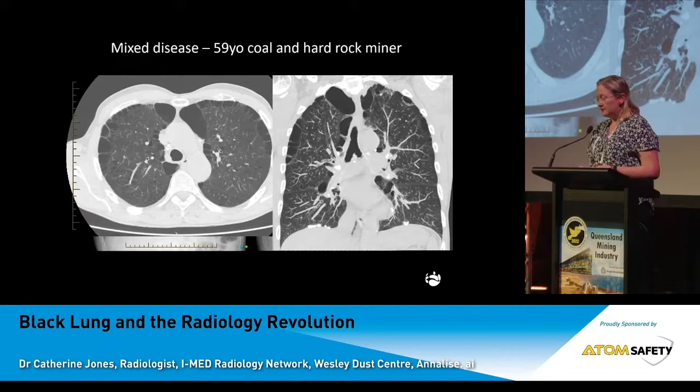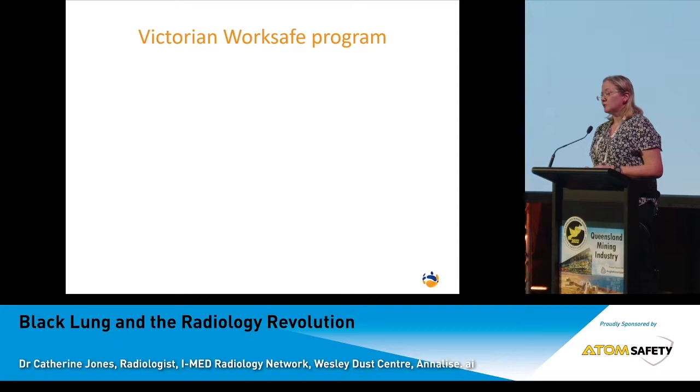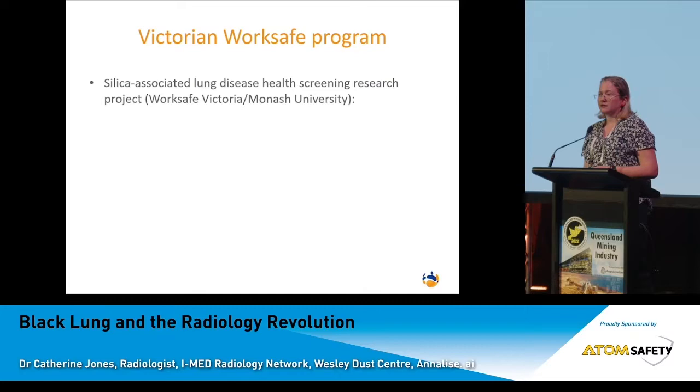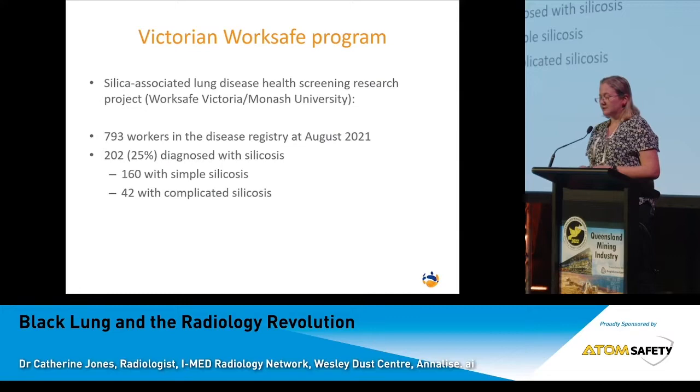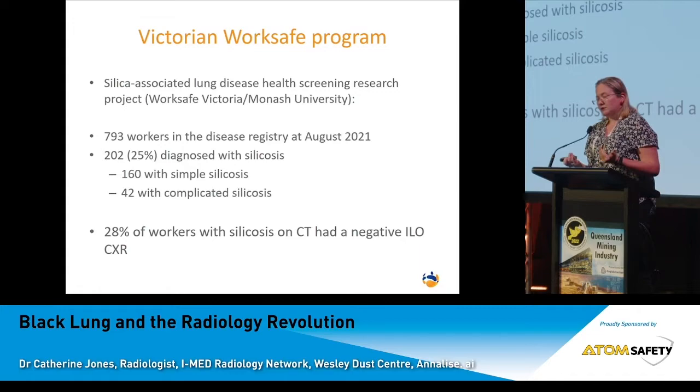The other states of Australia have taken a similar approach, although I must say Australia as a whole leading the world and Queensland leading the rest of the country. So in Victoria, they've done a big silica-associated registry. They've got over 800 workers the last time I checked their registry, and 25% of them were diagnosed with silicosis, including quite a number of people with this complicated silicosis, that horrible disease pulling the lungs into scarring. Interestingly, again, 28% of people who had a CT scan that showed silicosis had had an X-ray that showed nothing. Again, demonstrating that in these high-risk people, we need to be identifying them with CT more and more compared to looking at them with X-ray.